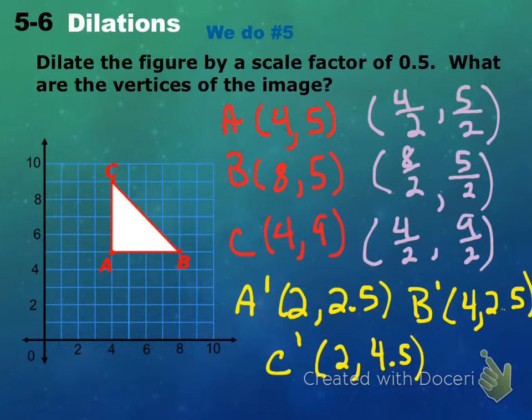So now when we plot these points, (2, 2.5) is just about halfway up, about right there. Then (4, 2.5), and (2, 4.5). And then I can connect those dots. And that's going to be my A prime, B prime, and C prime.